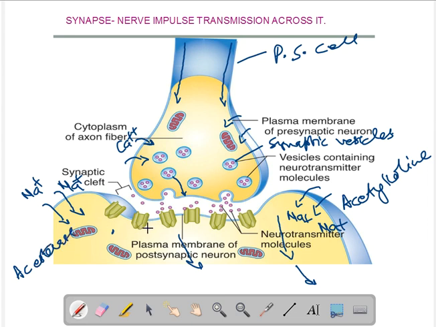And where is this enzyme released? This enzyme is released into this particular gap, where these acetylcholine molecules are then broken down into certain simpler components which are absorbed back by the synaptic knob of the presynaptic cell. So I hope you've understood how an electric impulse is transmitted from one neuron to the other.